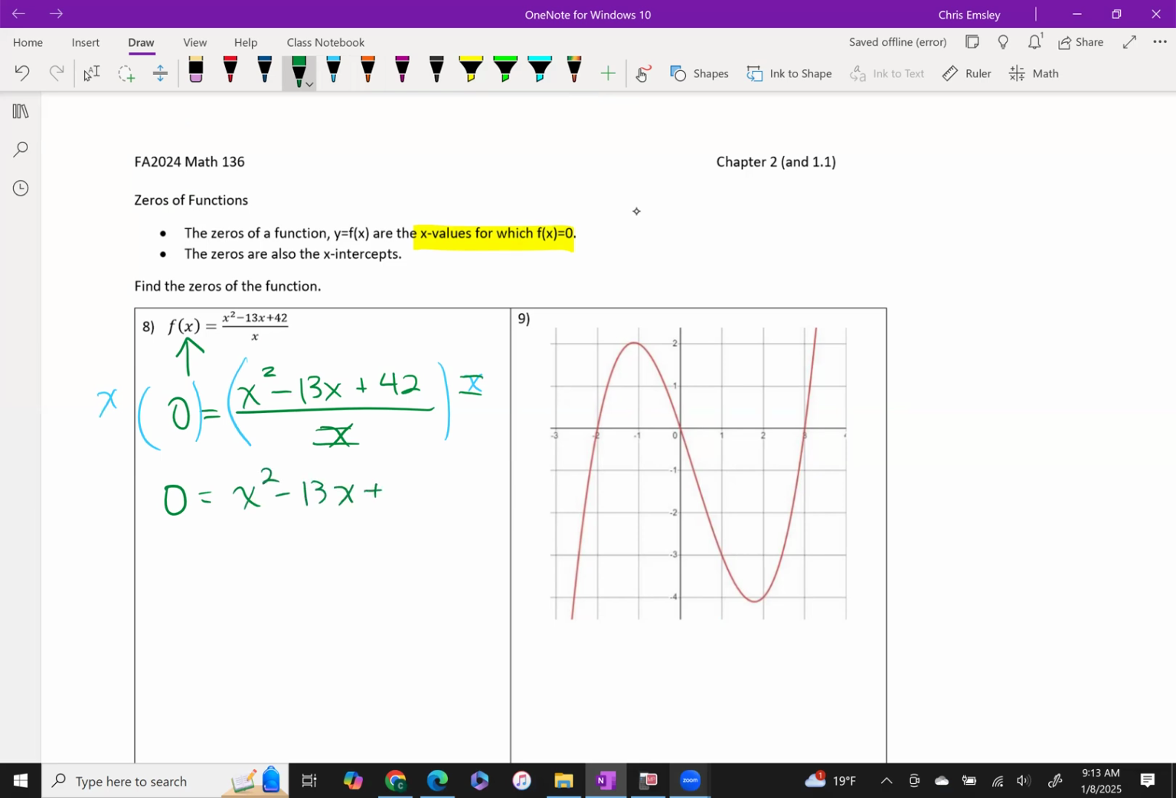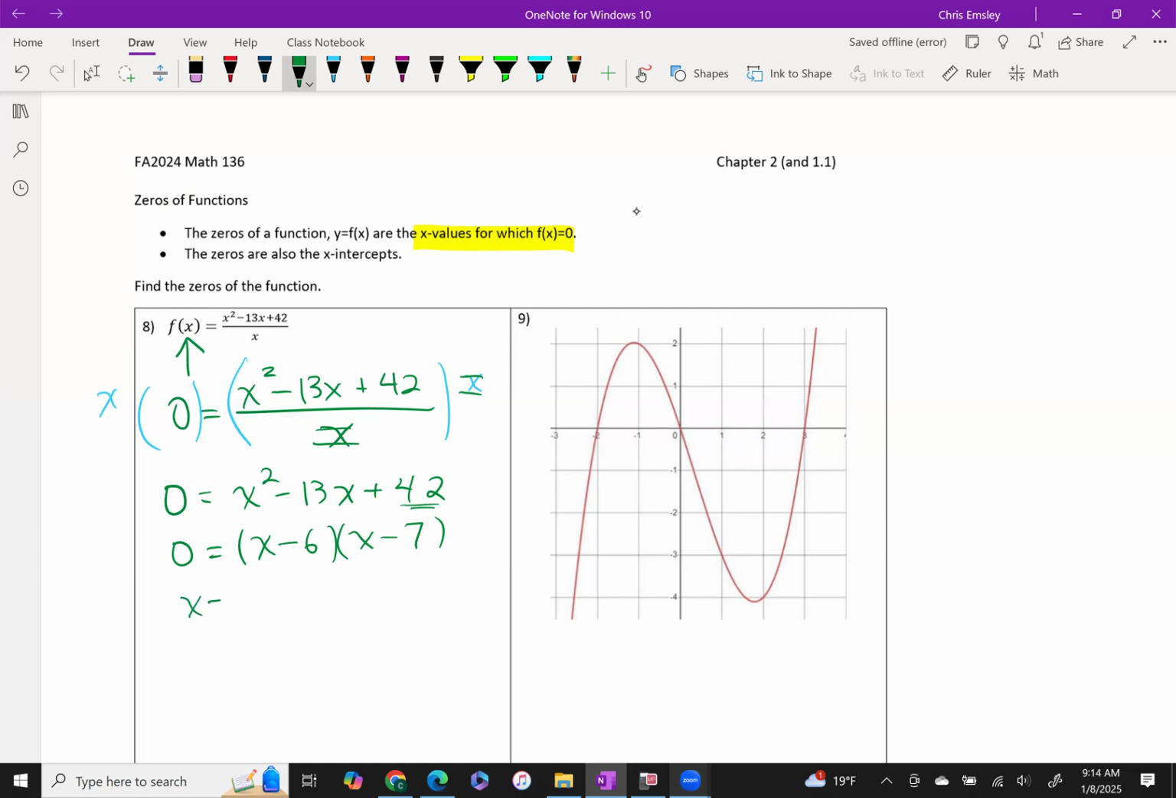This is a nice little quadratic equation. Quadratic equations, typically we either want to factor or apply the quadratic formula. I think this one factors pretty nicely, so we're going to give that a try. X squared breaks down into x times x. I need some factors of 42 that are going to add up to negative 13. So I like minus 6 and minus 7. Negative 6 times negative 7 gives me that positive 42. And negative 6 plus negative 7 gives me that negative 13.